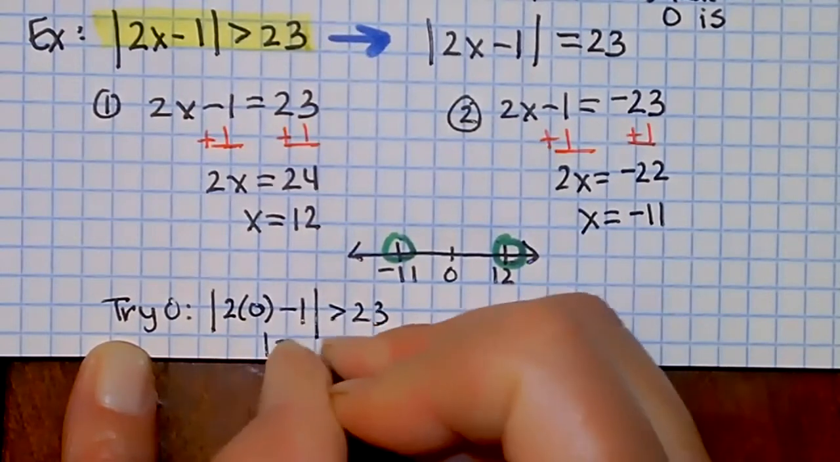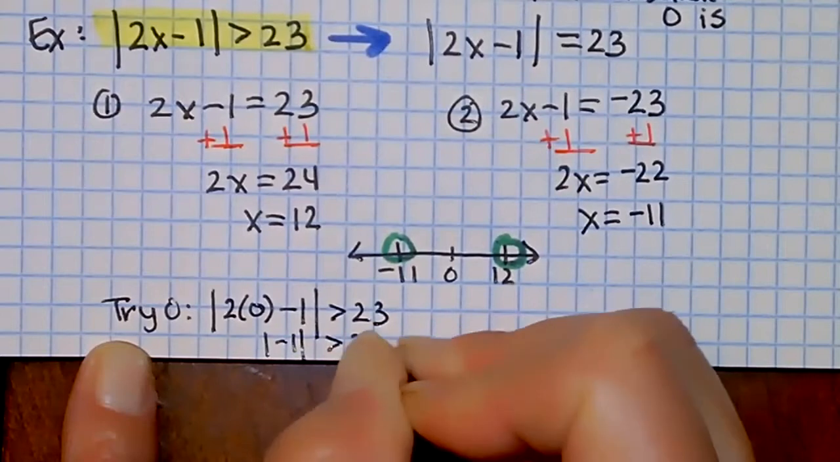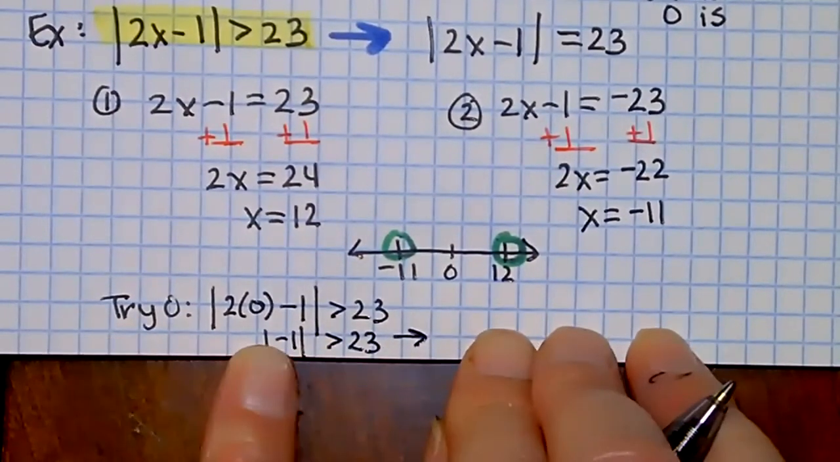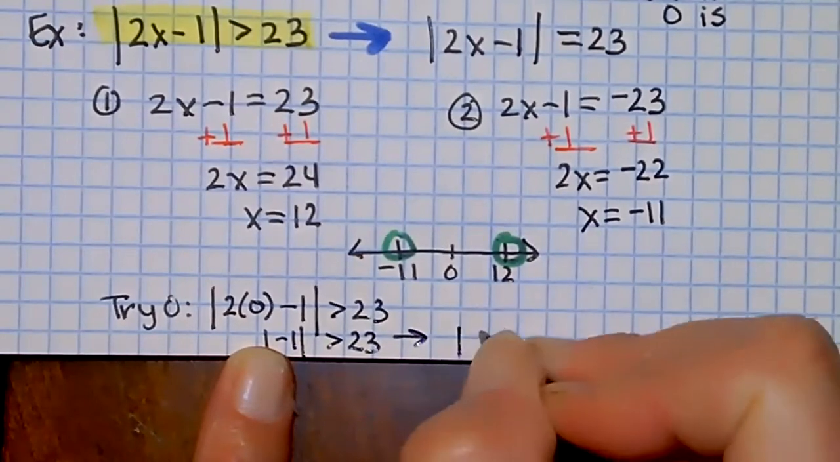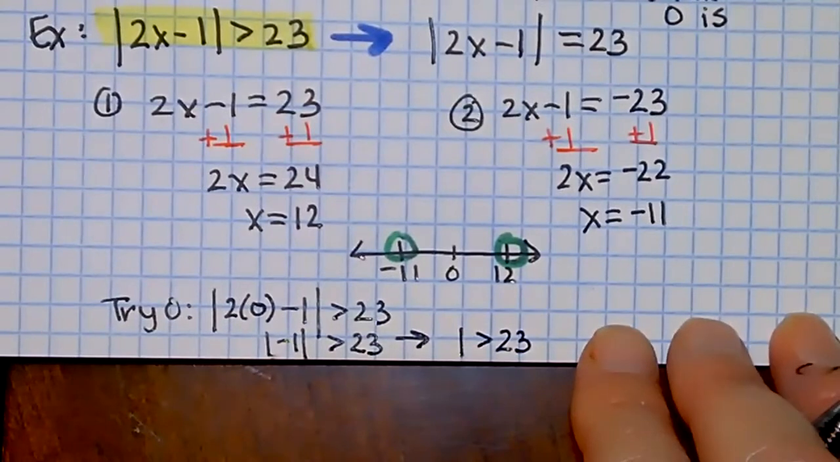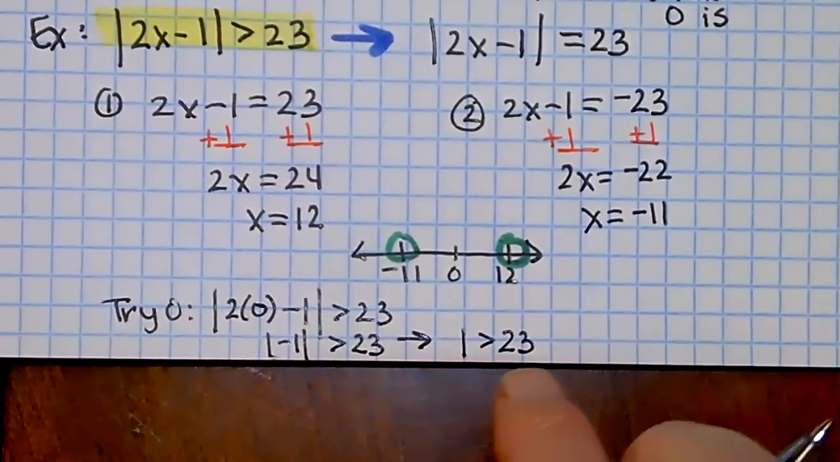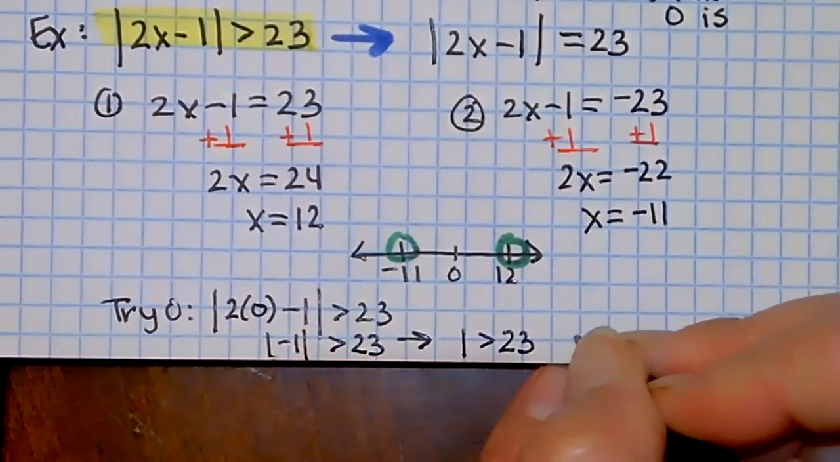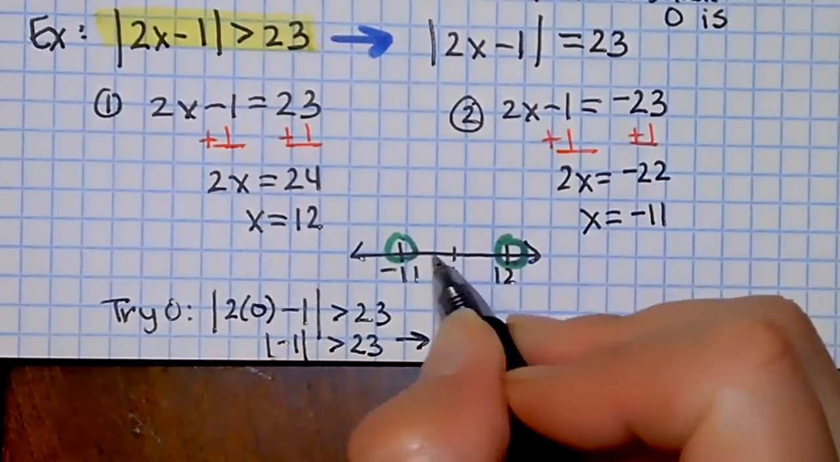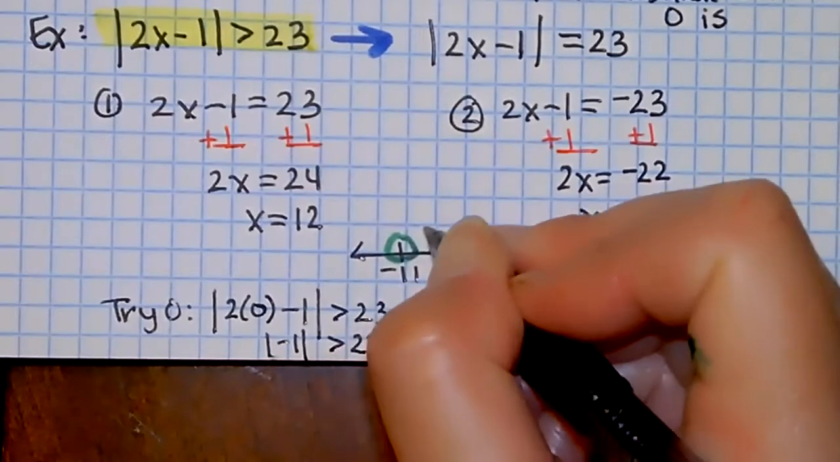I get the absolute value of negative 1 greater than 23. And the absolute value of negative 1 is really just a 1. So I get 1 greater than 23. And I have to decide, is that true or false? Well, 1 is not greater than 23. So this is false. So what that means is here where 0 is, makes it false.